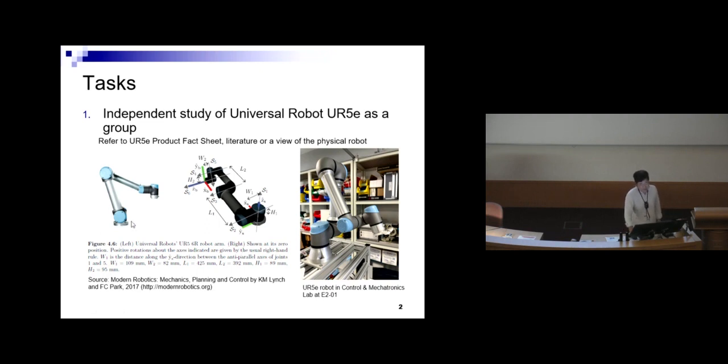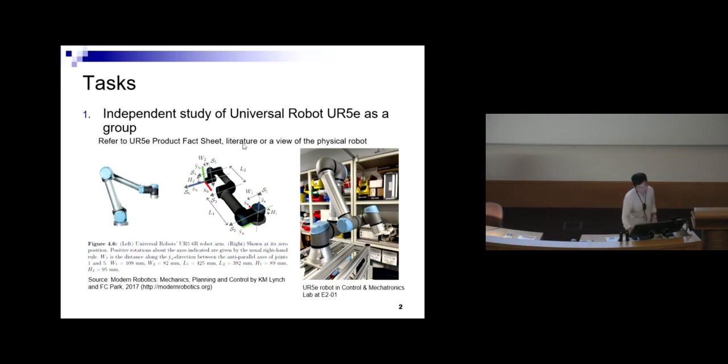I took this from a book. You can look at this, and it details the dimension, meaning the link length and the link height. For example, H1, W1, L1, and so on. So this is the link dimension, and this is the 0 position. There is a lot of literature on the UR5 and UR5E specifically, so you should be able to find a lot of material on it.